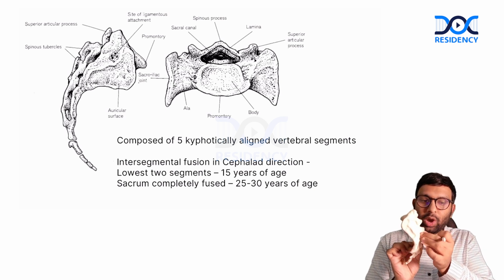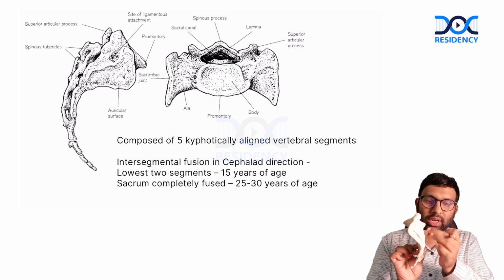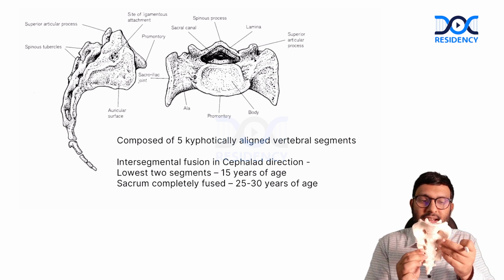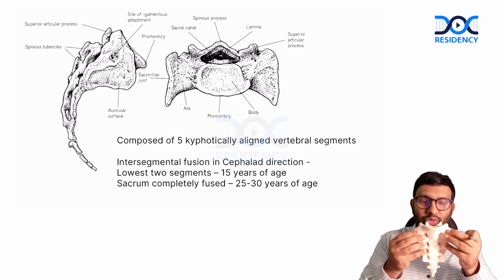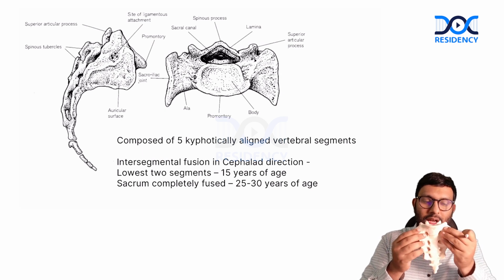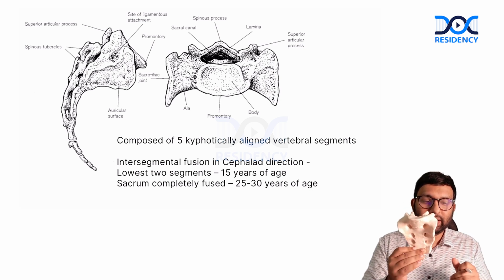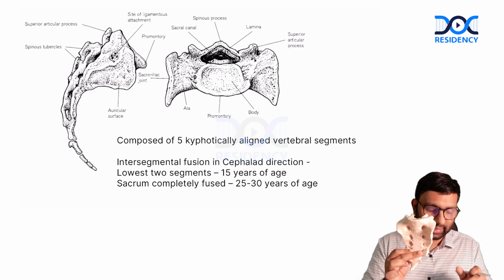You can see all these spinous processes are fused together to form the sacral crest, and all of these transverse processes on the side are fused to form the sacral ala. So this is how a sacrum is formed. It is kyphotically aligned, unlike other parts of the spine, and it is completely fused at 25 to 30 years of age.